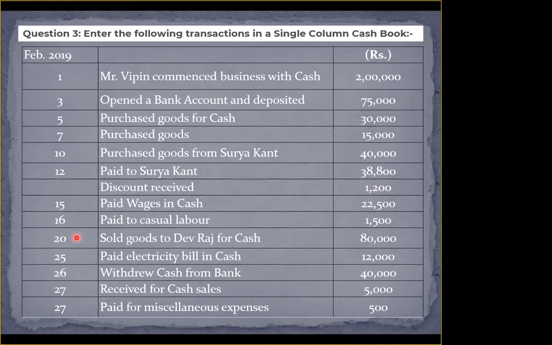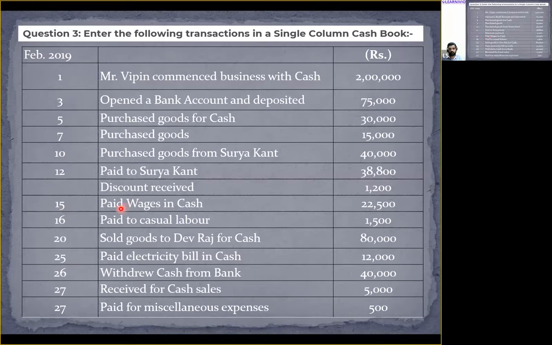Okay. Now, the 15th item, transaction on the 15th: paid wages in cash. This will be credited by wages. Then we have paid to casual laborers; this will also be recorded by wages account. Then on the 20th, sold goods to Devraj for cash. It will be recorded on the debit side by sales account. After that, paid electricity bill, by electricity account. Then on the 26th, withdrew cash from bank.